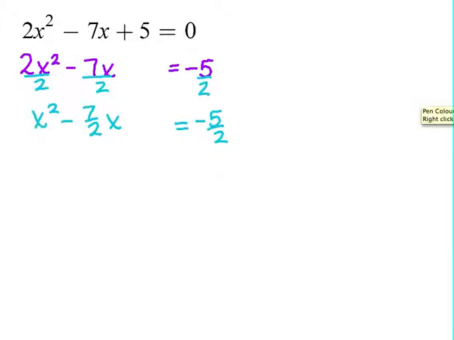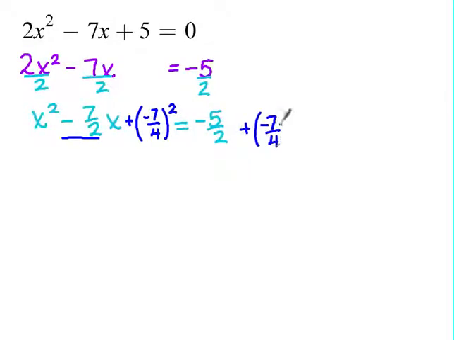So now I'm going to take half of the middle term. Here's the easy way to take half of a fraction. You take the denominator times 2. Okay, so here's my middle term, right? Take that denominator times 2, and what do you get? -7/4. And I'm going to square that, and I'm going to add that to both sides.